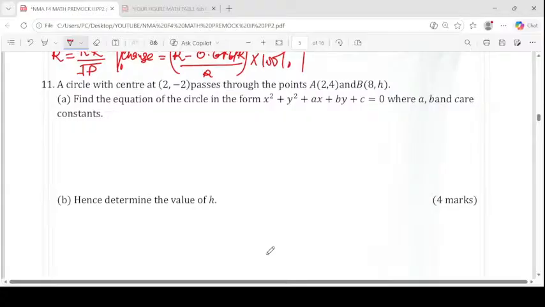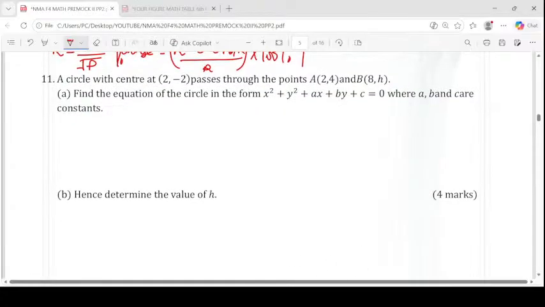We are now going to question 11, where we have a circle with the center at (2, -2), passes through the points A(2, 4) and B(8, h). Part A of the question, find the equation of the circle in the form x squared plus y squared minus ax plus by plus c is equal to 0, where a, b, and c are integers, are constants.